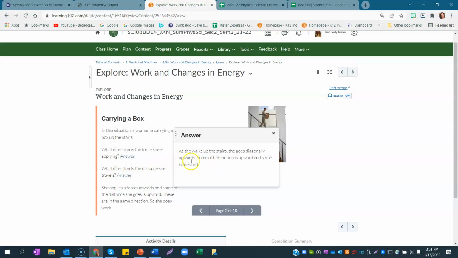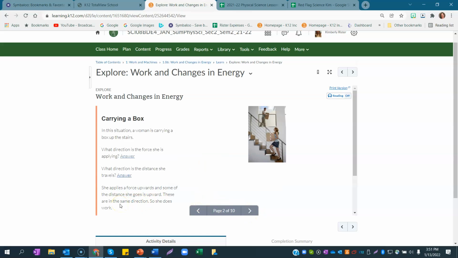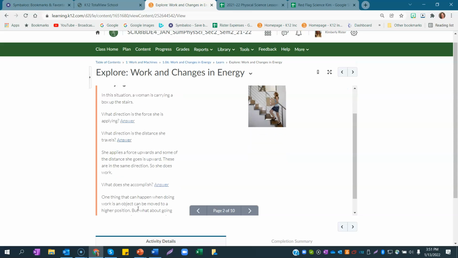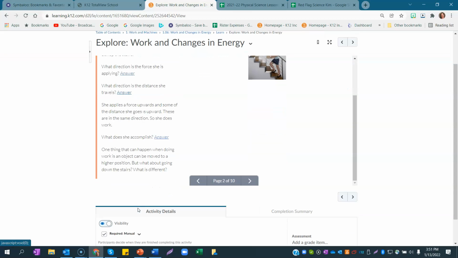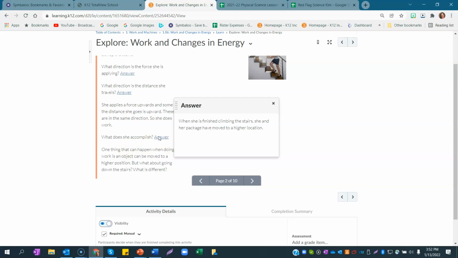So she's going diagonally upward. And then she applies force upwards, and some of the distance she goes is upward. So those are in the same direction. So she is doing work. And then what does she accomplish? Here, when she's finished climbing the stairs, she and her package have moved to a higher location. So how is height related to work and force?